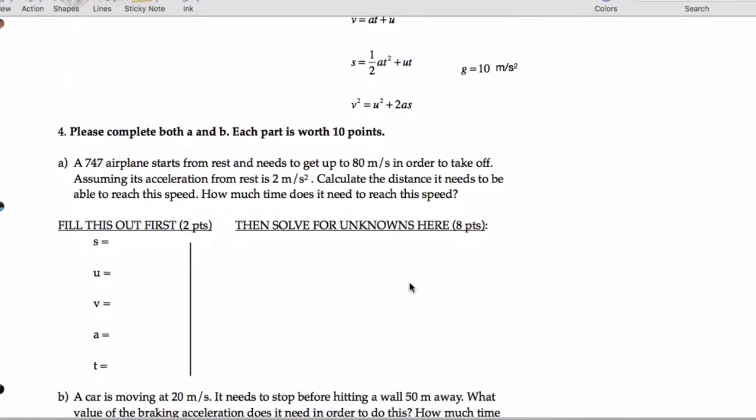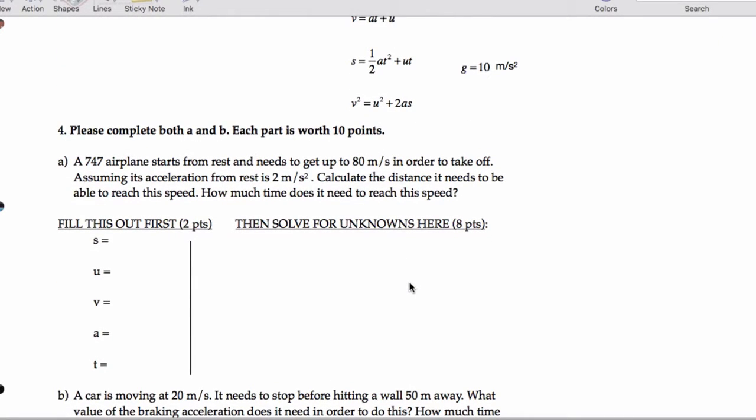All right, we have a 747 plane starting from rest, and it needs to get up to 80 meters per second in order to take off. We've been given an acceleration. We want to calculate the distance it needs to be able to reach the speed and the time it takes.